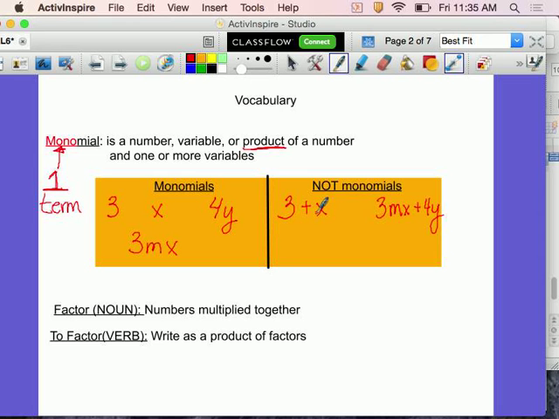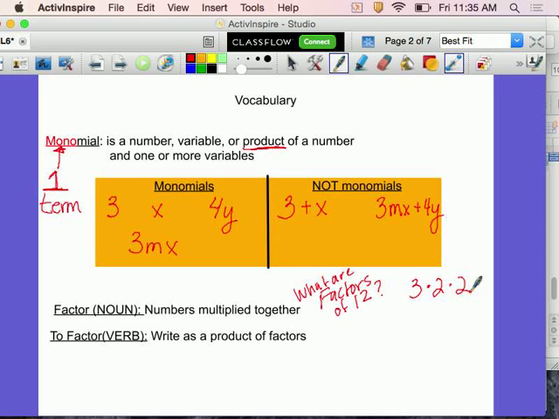So to factor, when we're using it as a noun, would be numbers multiplied together. Like, if I asked you to factor 12, or what are the factors of 12? You'd say to me, maybe 3 times 2 times 2.